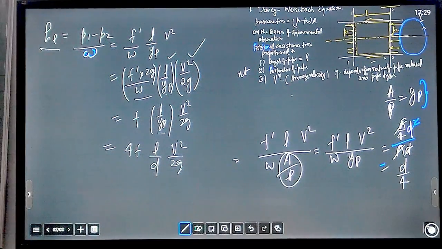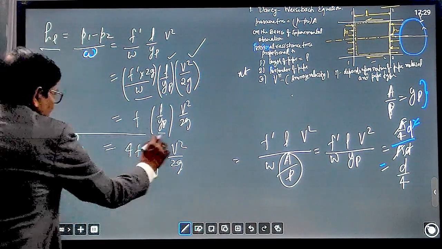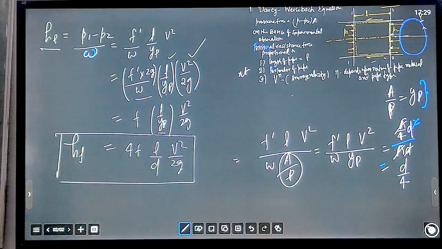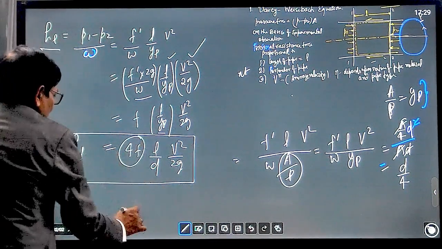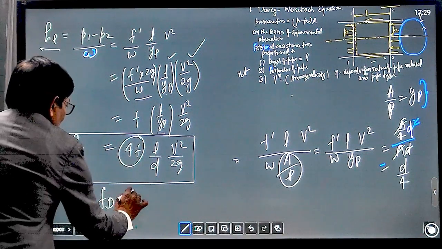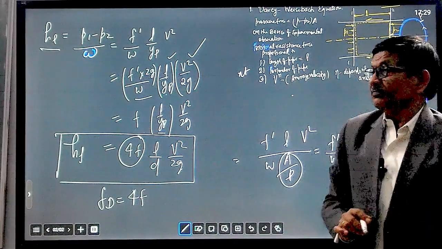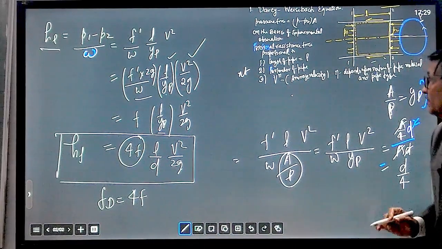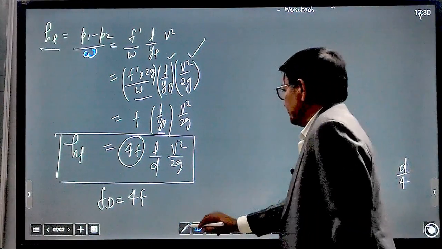This is the Darcy-Weisbach equation, and it is equal to h_l. And 4f is the Darcy friction factor. This 4f, f_D equal to 4f, is the Darcy-Weisbach friction factor.